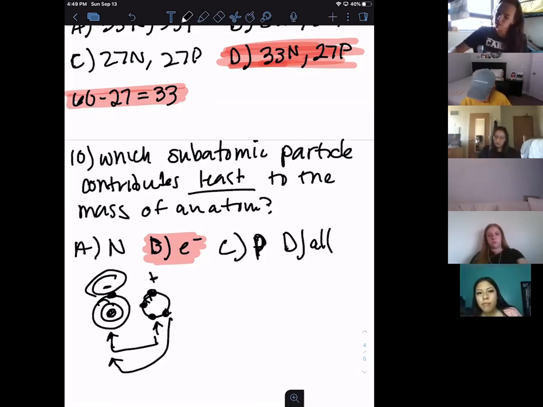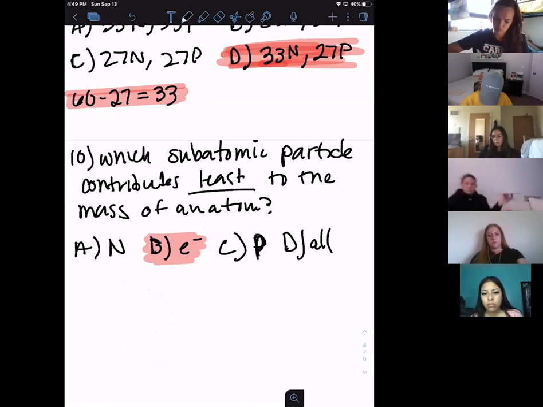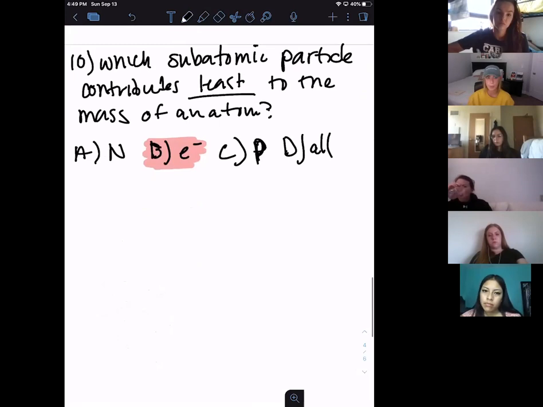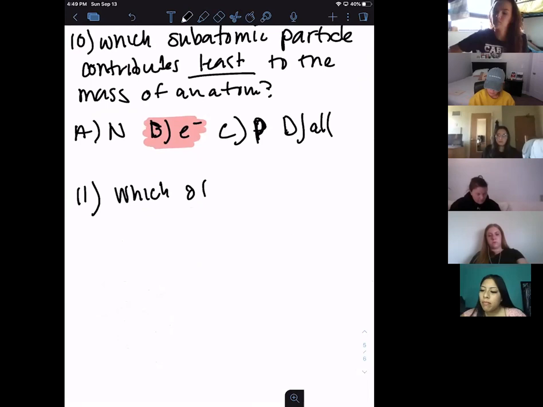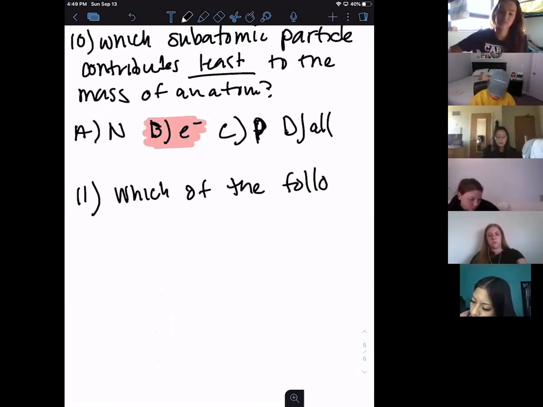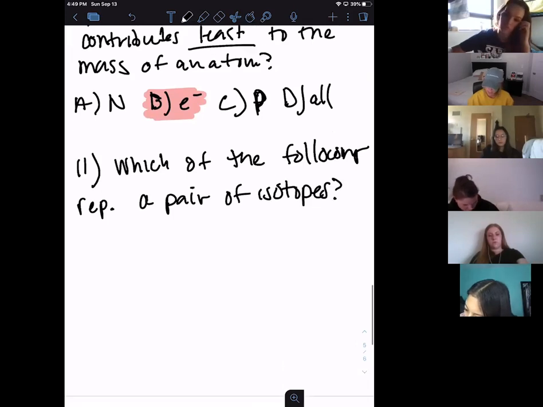Okay, they contribute the least because that's indicative that they are stationary, which they are not. Electrons are always moving, and that would be the conceptual side of that. So there could be a follow-up, right? All right, now we're going to move on to isotopes. Which of the following represents, abbreviating, a pair of isotopes? Again, this comes down to terminology.